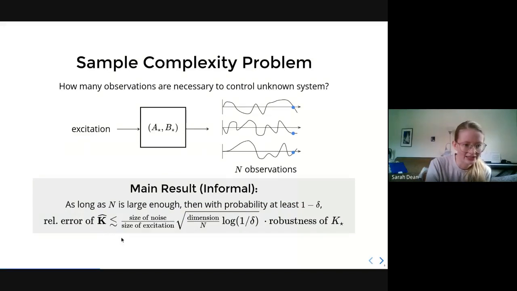What we get here are several different terms that highlight different components. Some of them are terms we would expect to see for statistical reasons, and others are specific to this control setting. First, we have an SNR kind of term: how big is the process noise compared to the injected excitation? Then we have a classic sample complexity type term of square root dimension over number of samples. This is a high probability bound, so delta here is our probability of failure. And then we have this robustness of K star term, which we'll get into later. This highlights different components of the problem that determine how many samples you would need to achieve a certain suboptimality on your controller.